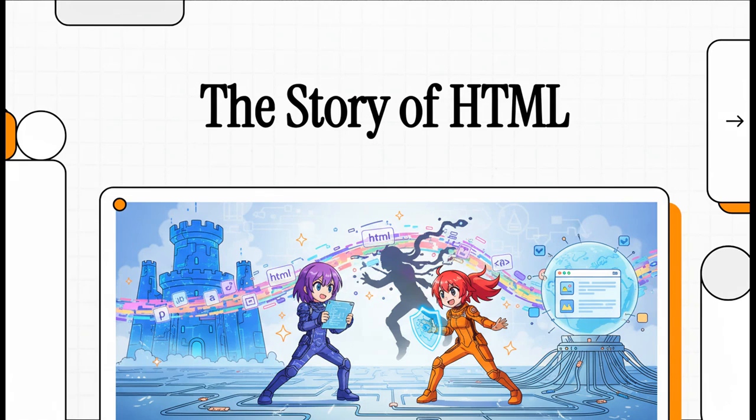You know, you use it literally every single day. But have you ever really thought about the language that builds the internet? It's called HTML. And its story? Well, it's way more dramatic than you think. We're talking identity crises, political wars, and some seriously cool superpowers. So let's get into it.